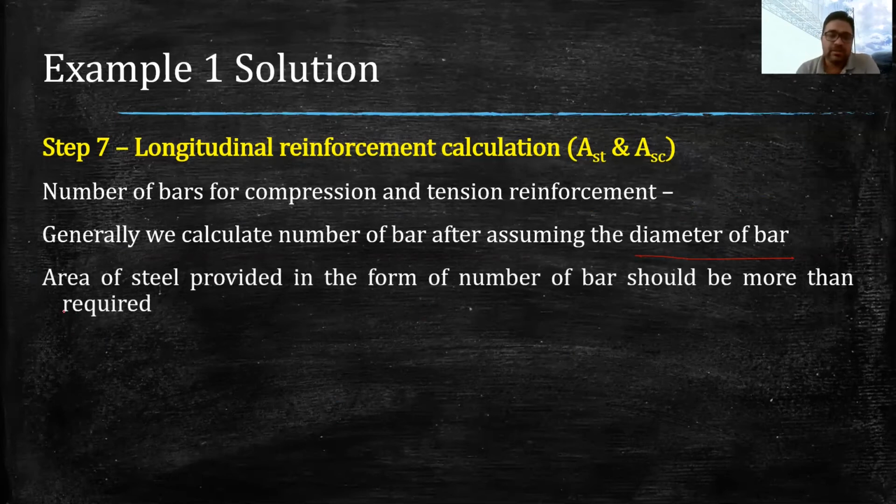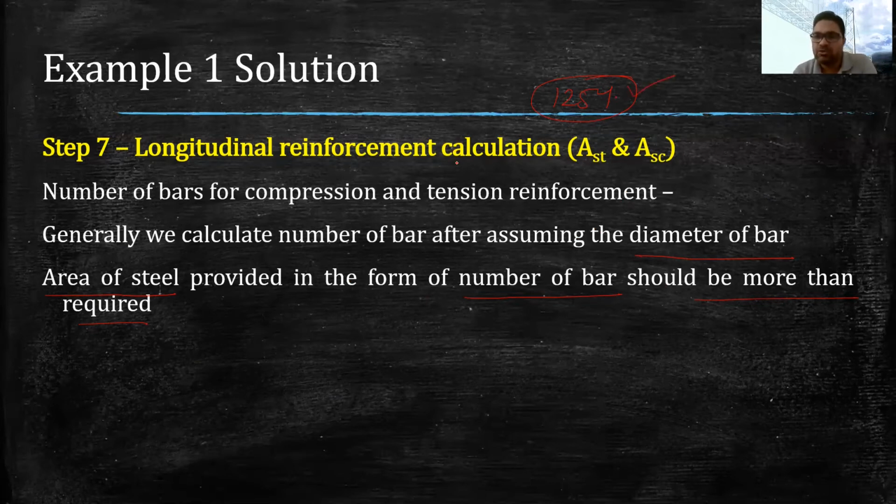Also, the area of steel provided in the form of number of bars should be more than required. Basically, the AST that we have calculated, say 1254, so the number of bars that we will be providing, their total area of cross section should be more than this one.